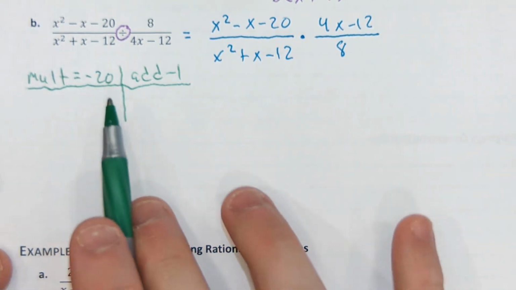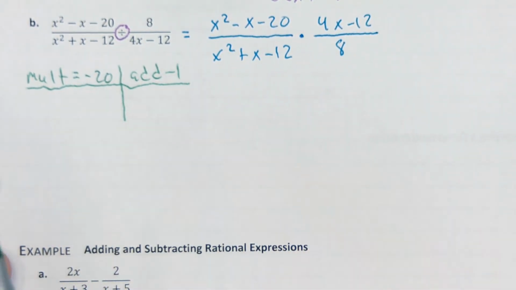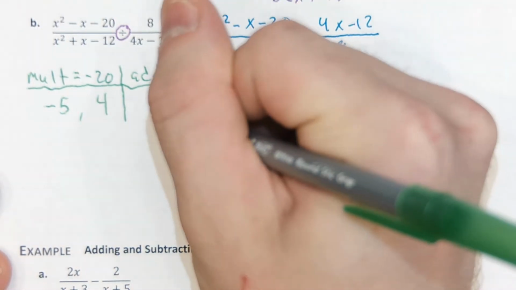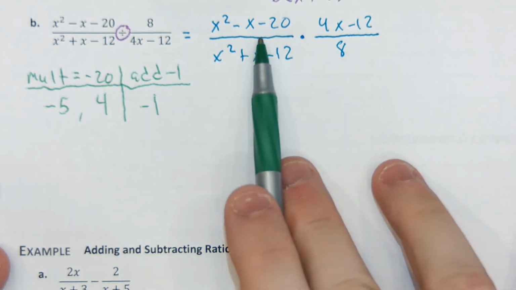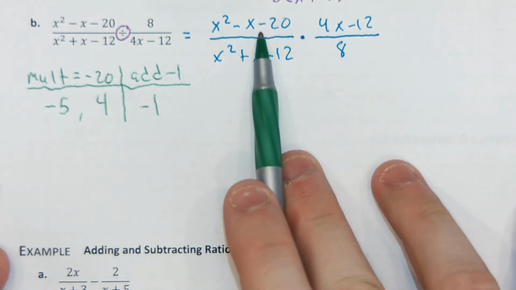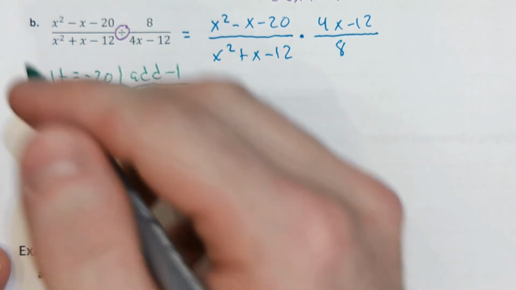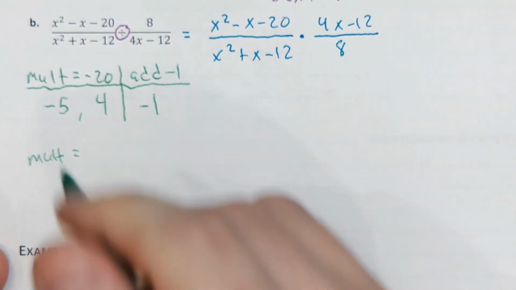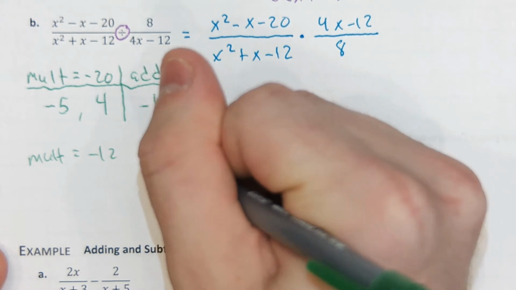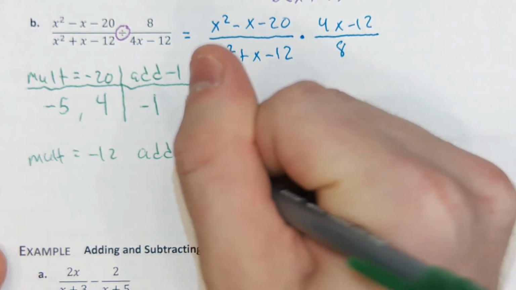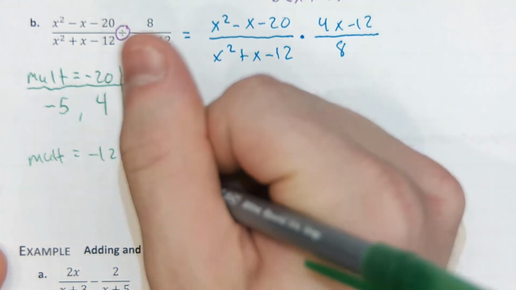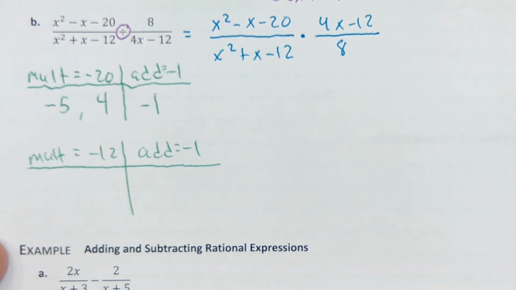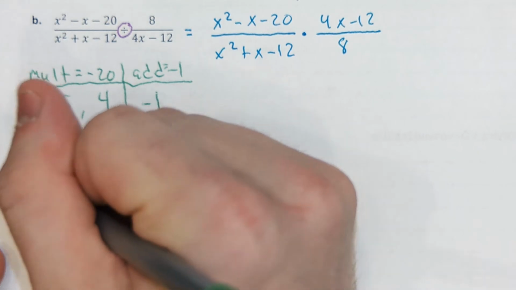Anyway, the two numbers that multiply to negative 20 and add to negative 1 are negative 5 and positive 4. So that's what this quadratic is going to break down to. And let's go ahead and tackle this one. We're looking for the two numbers that will multiply to negative 12, and we'll also add to negative 1. That's going to be negative 4 and 3.